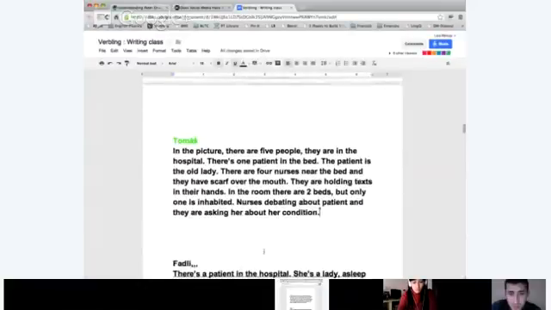In the picture, there are 5 people. They are in the hospital. There's one patient in the bed. The patient is the old lady. There are 4 nurses near the bed and they have scarves over the mouth. They are holding texts in their hands. In the room, there are two beds, but only one is inhabited. Nurses debating about patient and they are asking her about her condition.